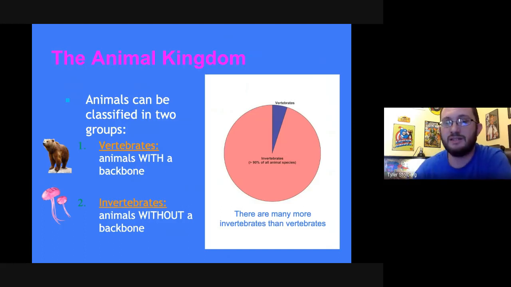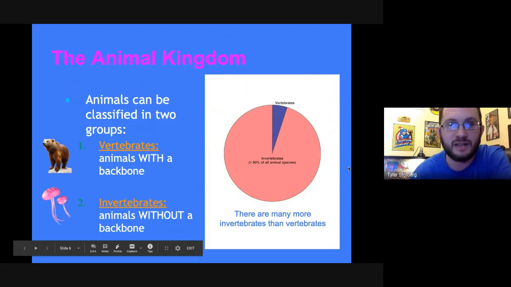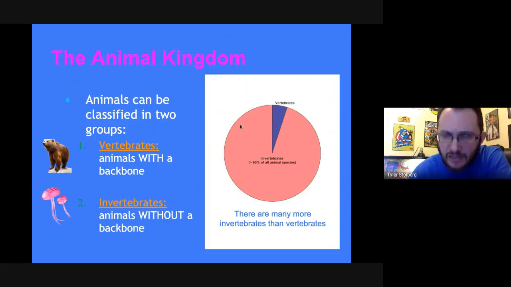So if you look at this diagram right over here on the side, you can tell that there are a lot more invertebrates out there in the world than there are vertebrates. But we're mostly used to seeing vertebrates. We go to the zoo and, "Mommy, can I see the tiger? Oh, I want to see the gorilla. Oh, look at the lions." Those are all vertebrates, right? We're not going, "Mommy, can I see the earthworms?" Right? So the invertebrates we don't notice as much because they're a lot smaller.